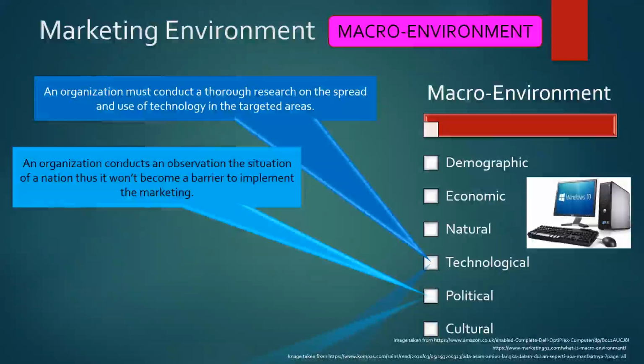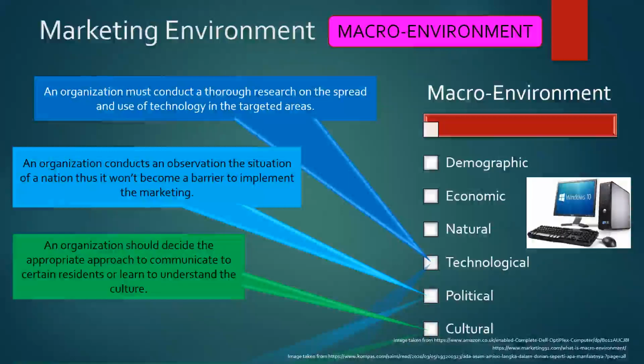Next one we have the political. An organization conducts an observation, of course, to see whether the political situation of the nation will become a barrier to implementing the marketing. Some countries have issues, maybe a trade issue or some issue that is quite sensitive. So the marketer has to be very careful to find out about this, because of course they want to gain success. They also need to consider this kind of thing.